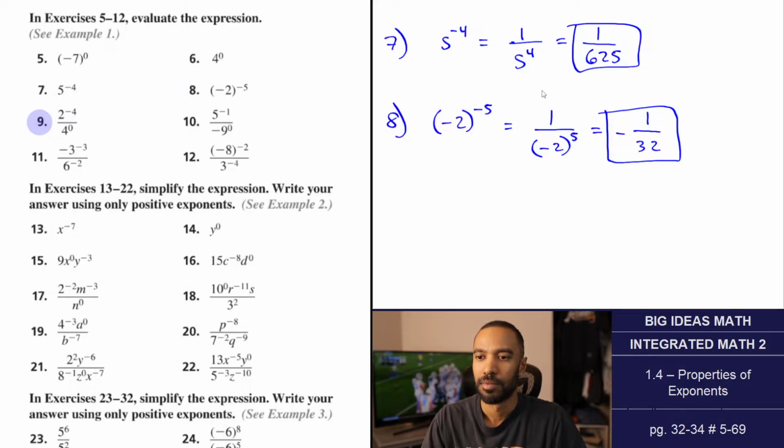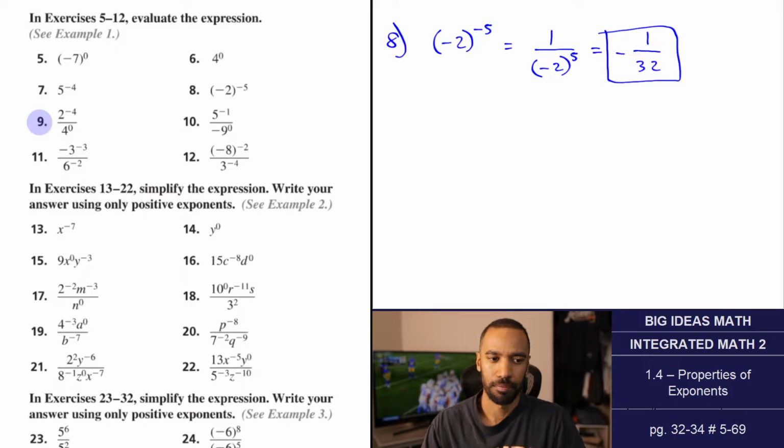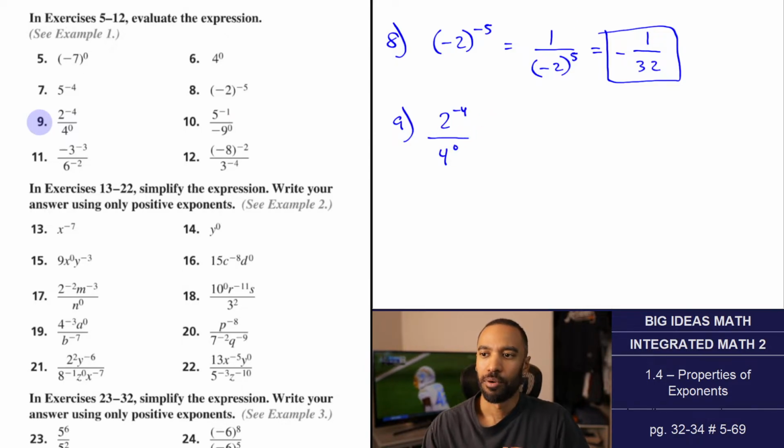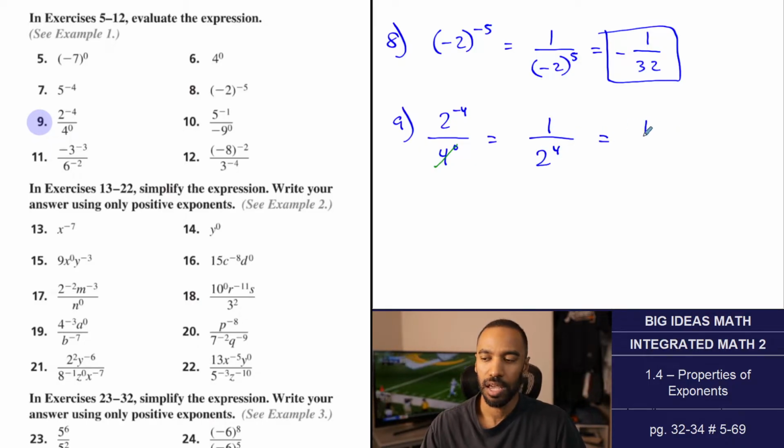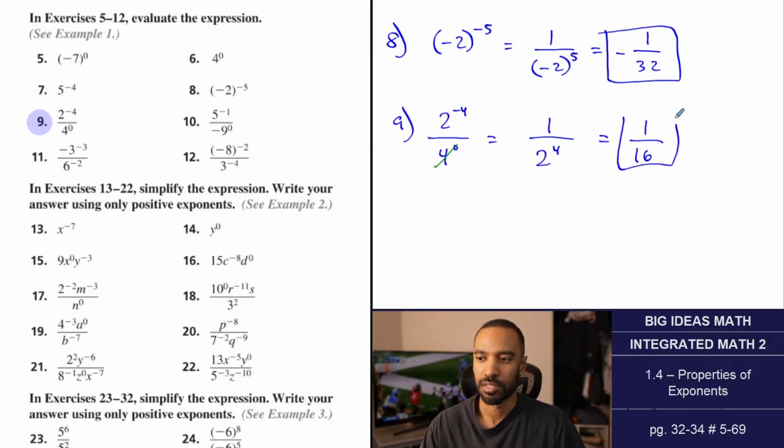Number 9, we have 2 to the -4th over 4 to the 0 power. Now 4 to the 0 power is 1, so this essentially right now becomes 2 to the -4th over 1, or just 2 to the -4th. Now we can just deal with the 2 to the -4th portion, turn it positive. 2 to the 4th is 16, and this now becomes 1 over 16.